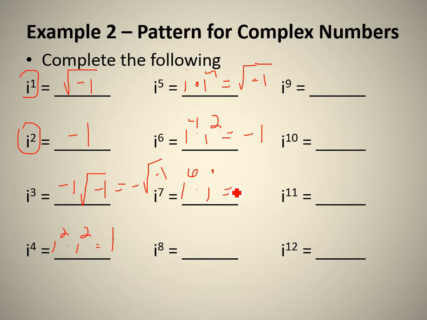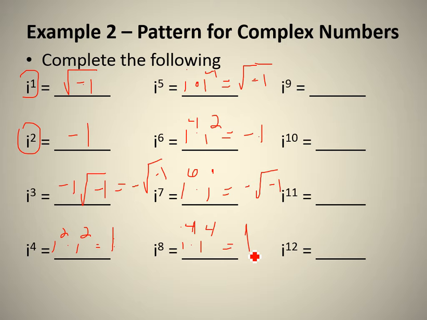which would be like doing negative 1 times the square root of negative 1, which would just be negative square root of negative 1. And then i to the eighth I could get from simply doing i to the fourth times i to the fourth. There's a couple different ways to do this, but I think that's probably the easiest. So when I do that, I'm really just doing 1 times 1, which is 1. So hopefully you notice a pattern here. I have square root of negative 1, negative square root of negative 1, and then positive 1.